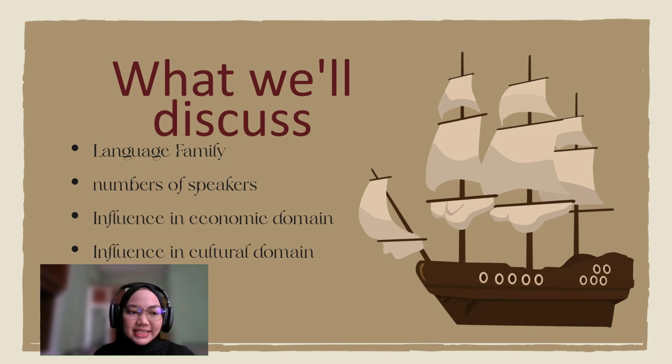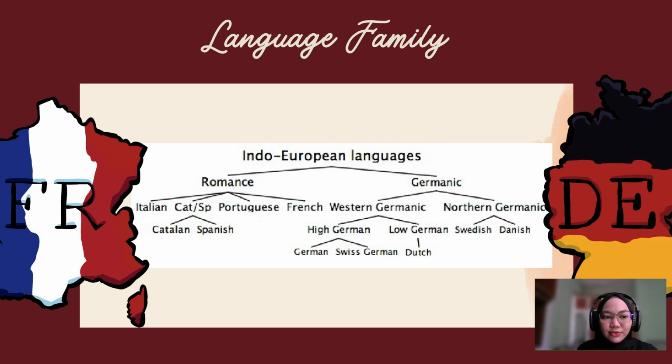So first things first, let us discuss the language family of the two languages. Both languages are from the Indo-European family. It is said that Indo-European came from the Proto-Indo-European language, which is a language that is already extinct by now. So the French language came from the Romance subgroup, while the German language came from the Germanic subgroup.